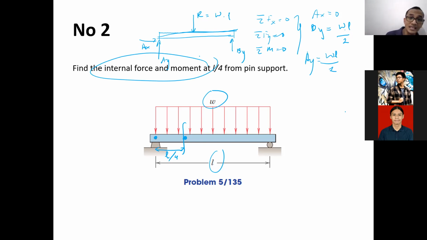We can do it either way, the left section or the right section. It's up to you. For example, I want to solve it using the left section, this one. So then I will draw the free body diagram of the left section. So this is it.